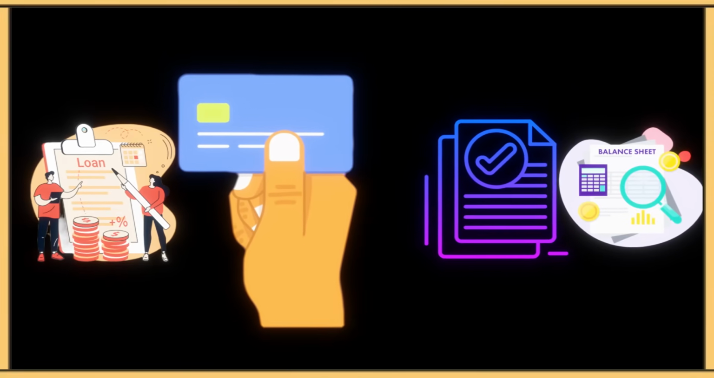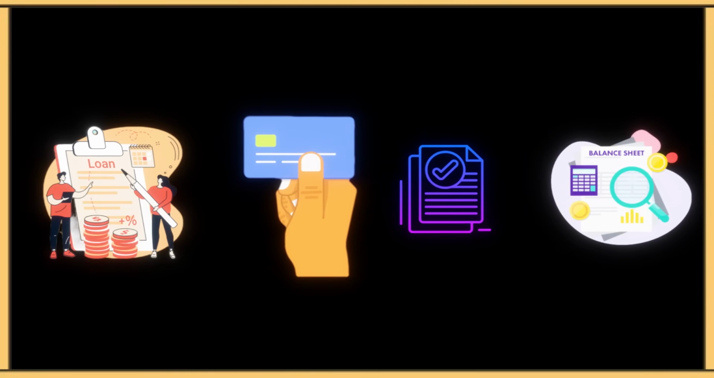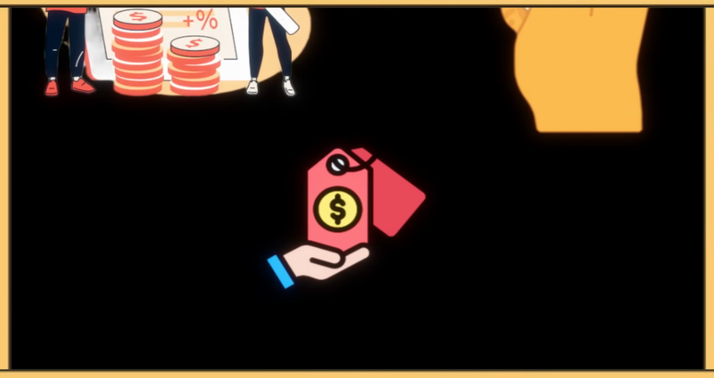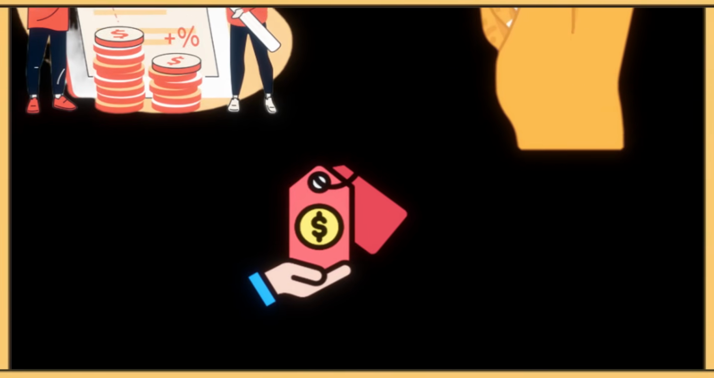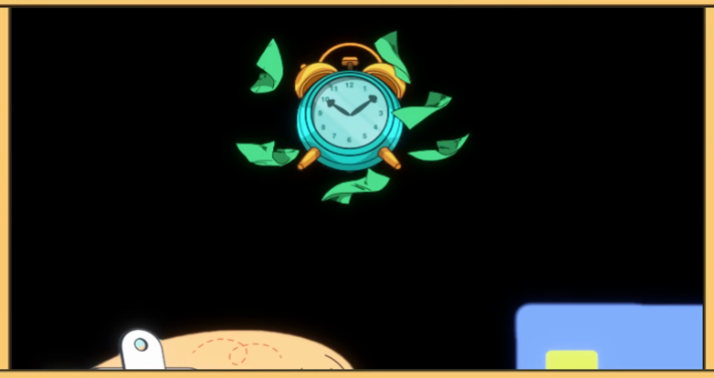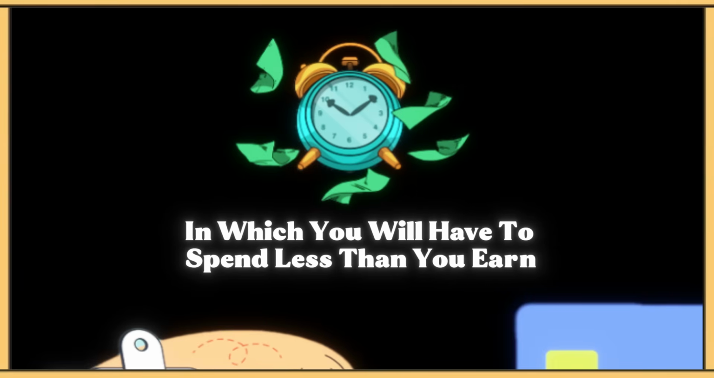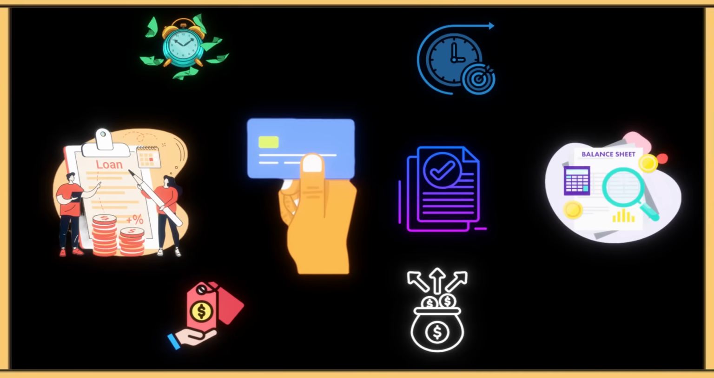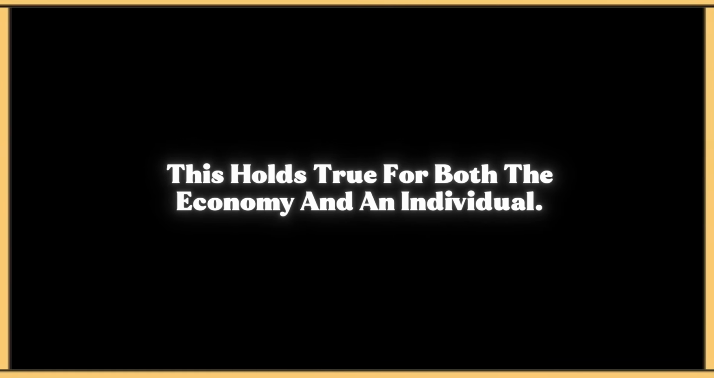Consider borrowing as merely a means of advancing your spending. You must spend more than you earn in order to purchase something that you cannot afford. You basically have to borrow from your future self in order to accomplish this. By doing this, you set up a future in which you will have to spend less than you earn. It quickly takes on the appearance of a cycle in order to repay it. In essence, you start a cycle every time you borrow. This holds true for both the economy and an individual.